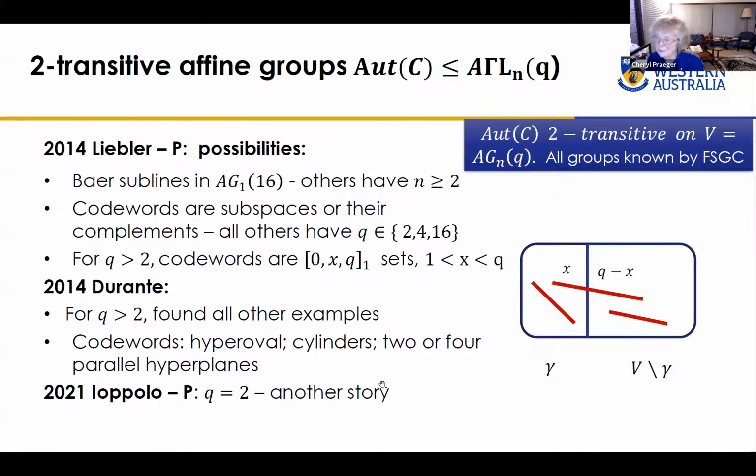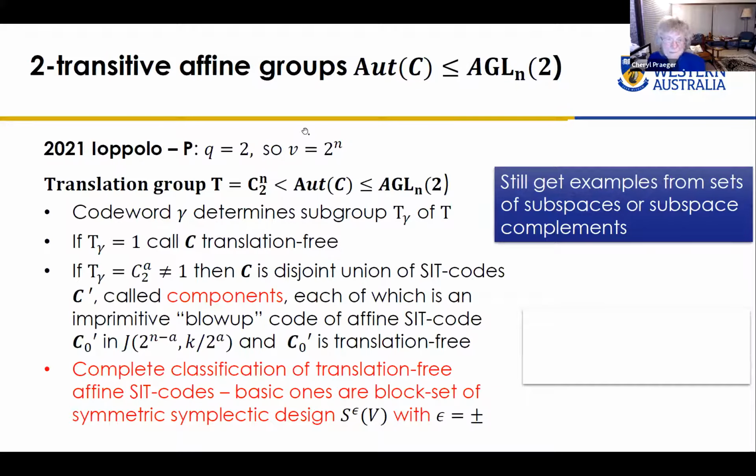Now, q equals 2 is another story. Bob and I have a mistake in our paper. We assumed that all of this stuff held for q equals 2, but Mark Iopolo, my PhD student, noticed that there was this mistake for q equals 2. So there's yet another story here. What happens with q equals 2?